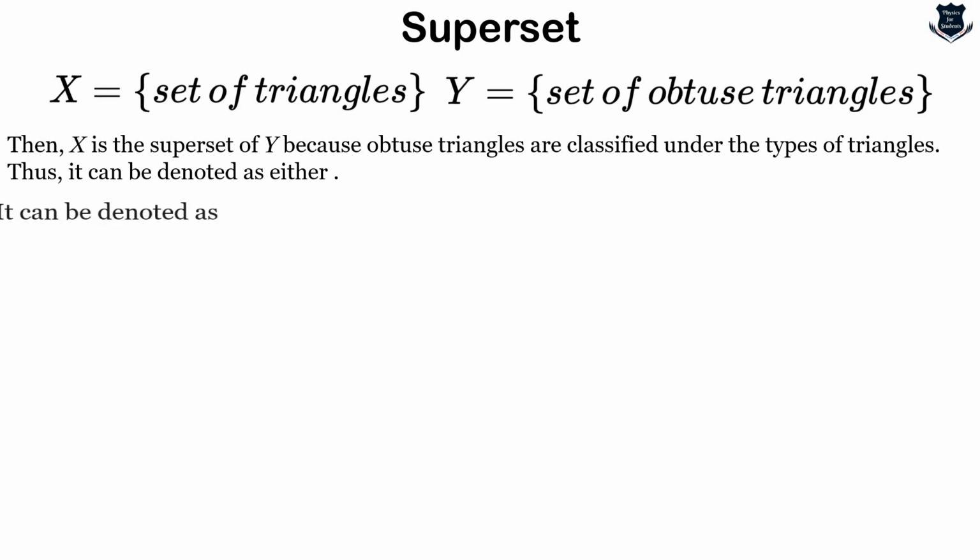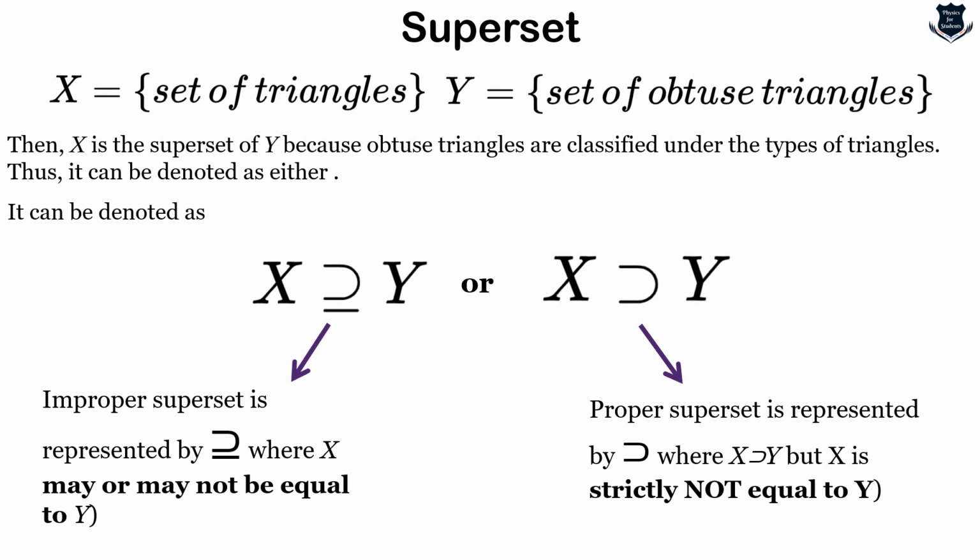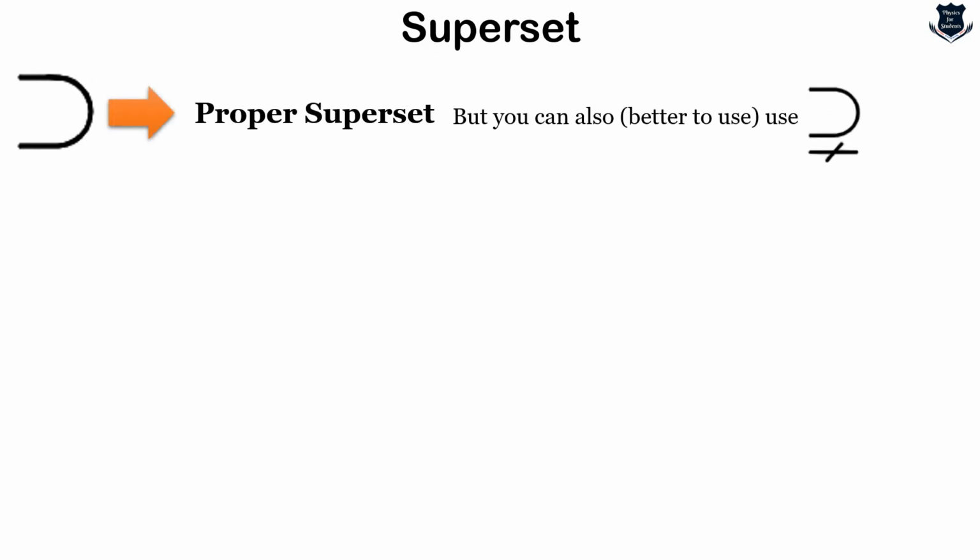So it can be denoted as either this one, right? And it actually means improper subset is also represented as this, where x may or may not be equal to, or it can be represented as this, which shows that proper subset is represented by this, where this means actually x is strictly not equal to, right? So these two things should not be confused with each other. So what I can tell is that this one is actually used for proper superset. I would recommend this one or this one.